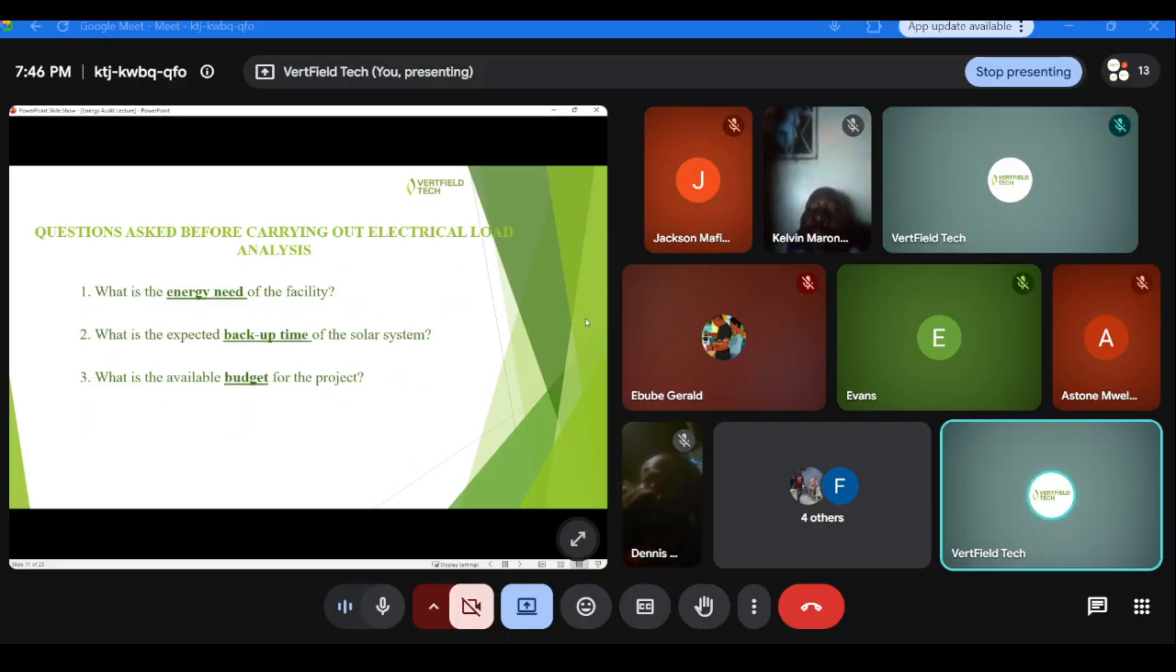Questions asked before carrying out electrical load analysis. It is worthy to note that just because you have been invited, or because you are a professional in the field, you do not just run electrical load analysis just like that. No, there are critical questions to be asked whenever you are invited for a solar system installation. Three questions to be asked: two principal questions and one as a bonus question. The very first question is to know the energy need of the facility.